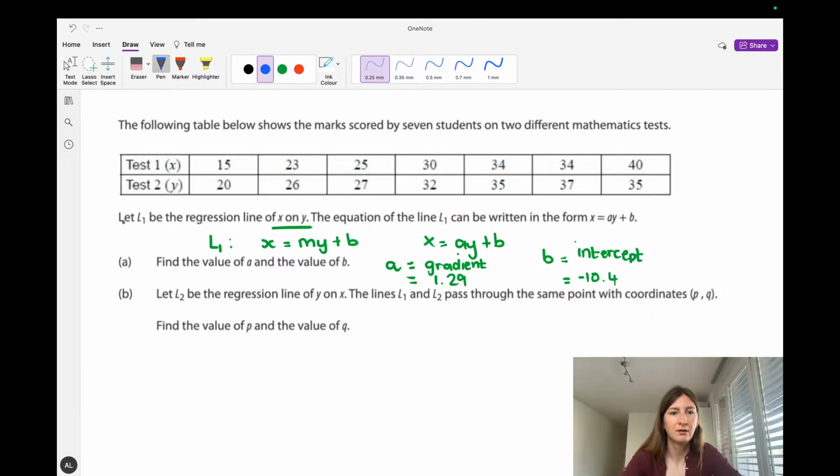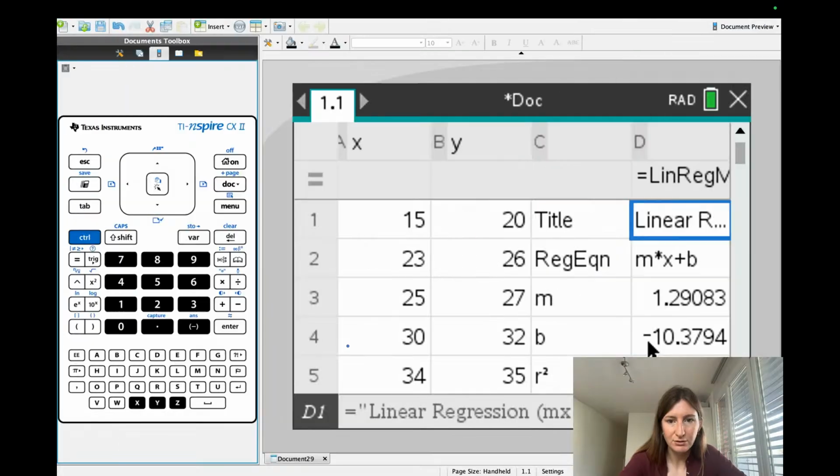Let's go in blue. So the same point with coordinates PQ. So that is our mean point, but now they're calling it P and Q. So P is my x coordinate, x mean coordinate, and Q is my y mean coordinate. All right, so they're asking for that. So how can we find that? Luckily, we're just going to do it for us.